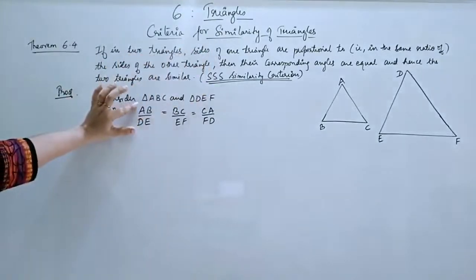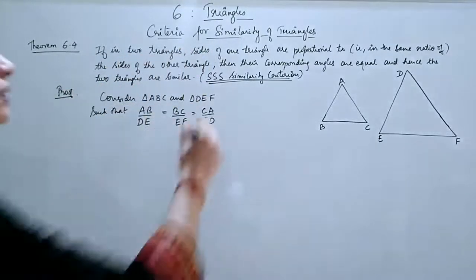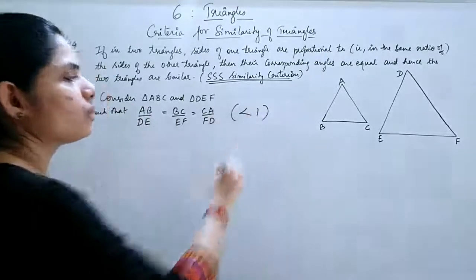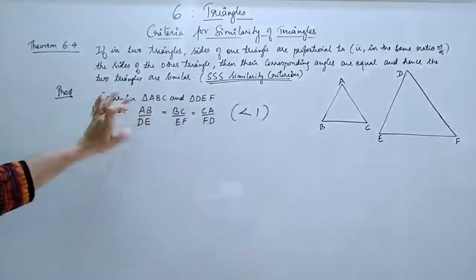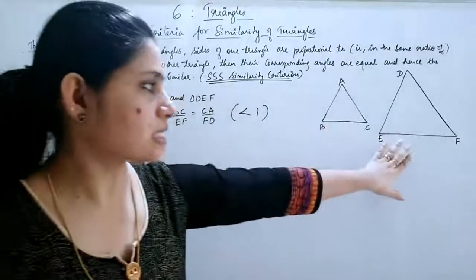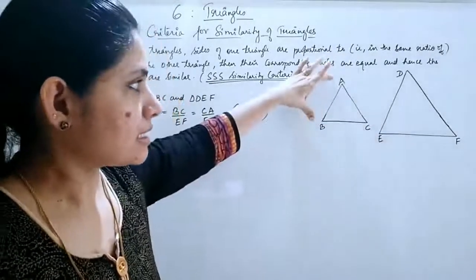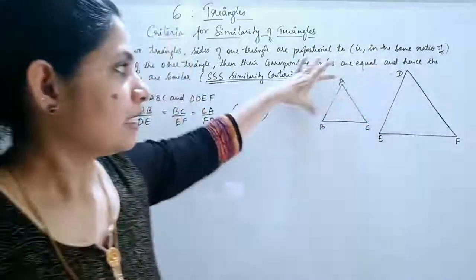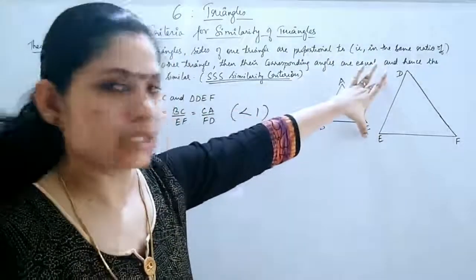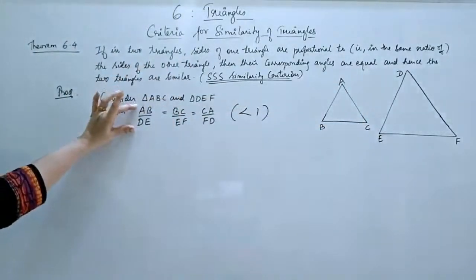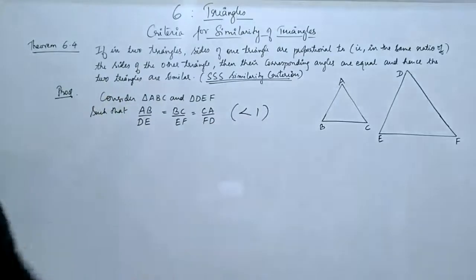For each of the fractions, we are now saying that this is less than 1. What is the concept of less than 1? Because this triangle is smaller than this triangle, the side AB will be smaller than DE, so that the fraction will be less than 1. That's why we are writing this less than 1. Each of the fractions will be less than 1.